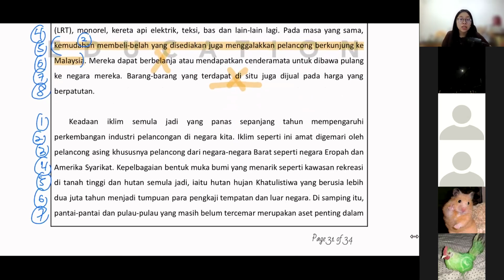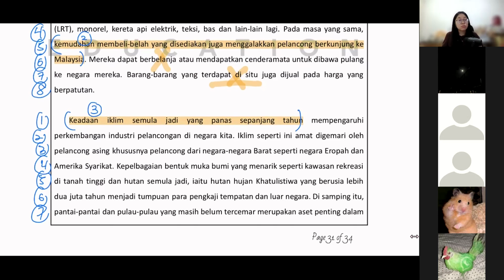What else is the reason that can attract people to come to our country? Number 1, yes, correct. Keadaan iklim semula jadi yang panjang sepanjang tahun. Because some countries, they have winter seasons. Our Malaysia doesn't have that. So they come here because of the weather. Like what else?